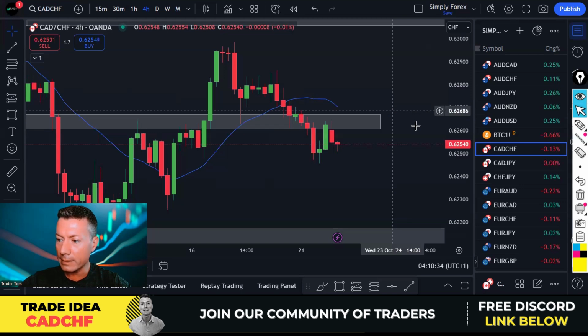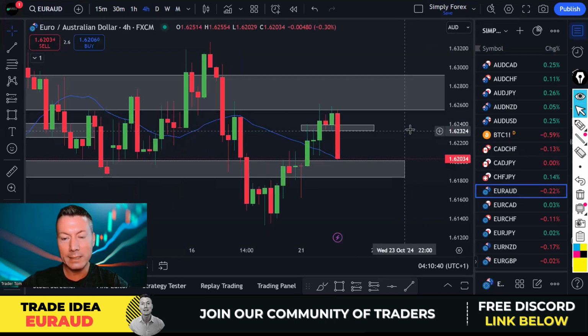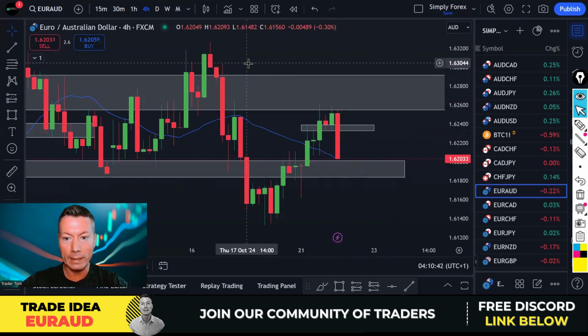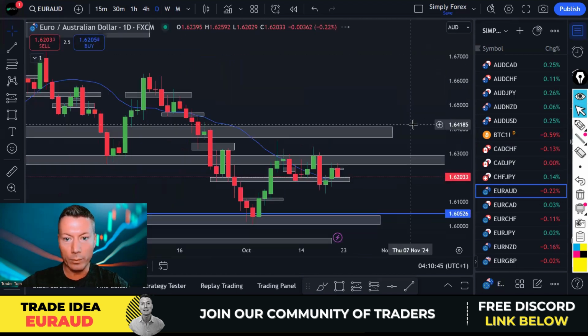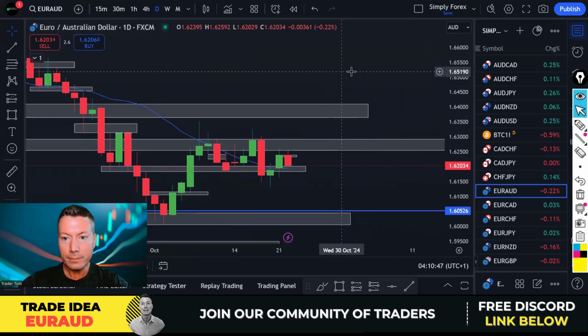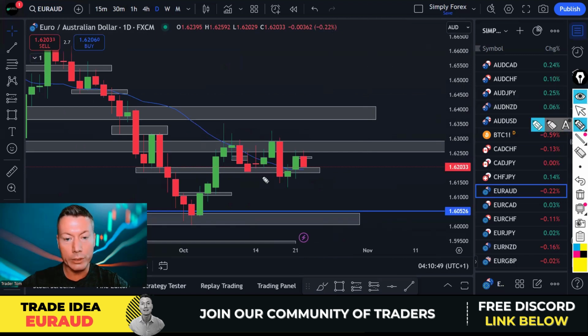What else are we looking at today? So I also like Euro Aussie dollar. Okay, so if we look at Euro Aussie dollar, we're getting such a bearish reaction right now. So let's start with the day chart. And again, we're just going to keep applying price action.